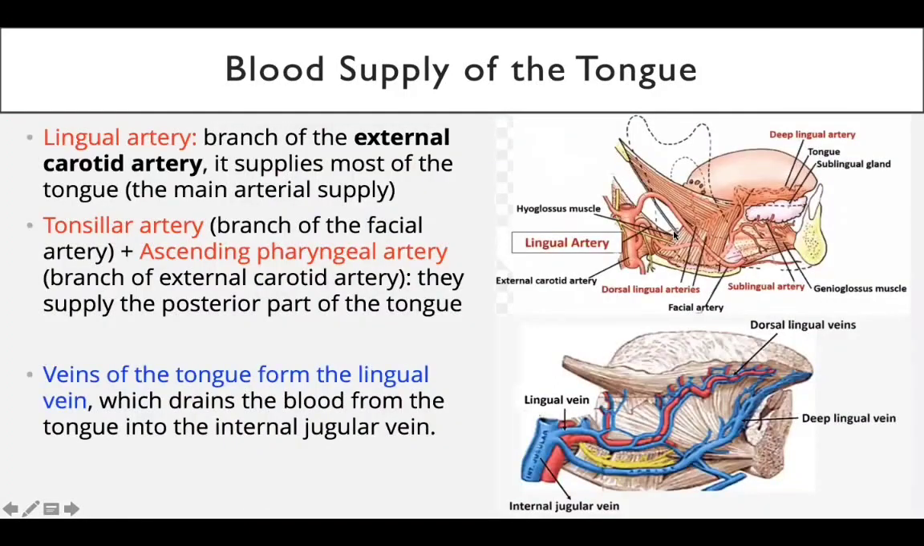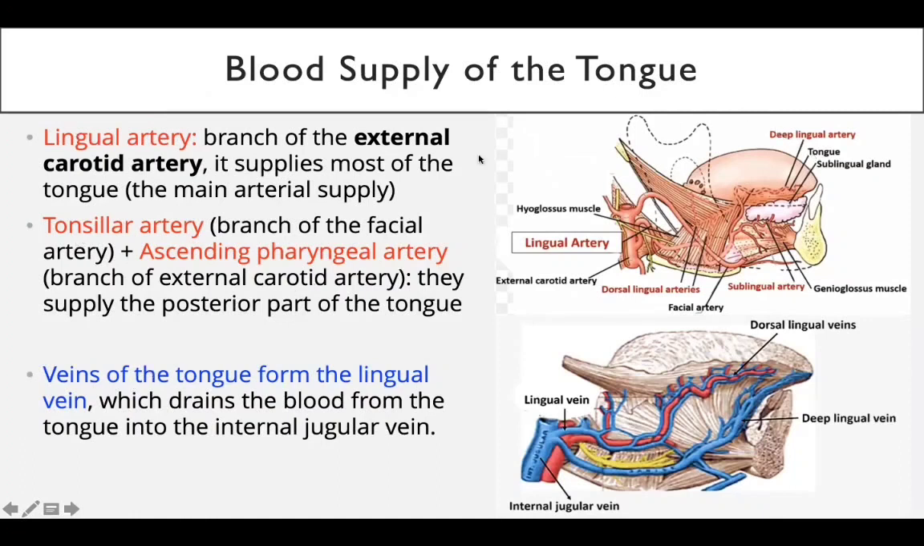Blood supply of the tongue. Let's go to the blood supply of the tongue. Okay. As you can see here, red are the arteries and blue are the veins. Okay. So, lingual artery.